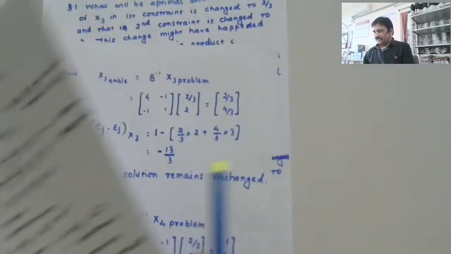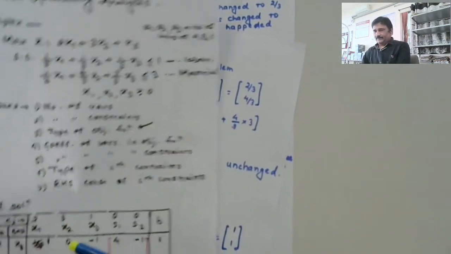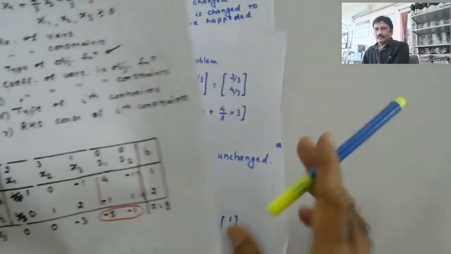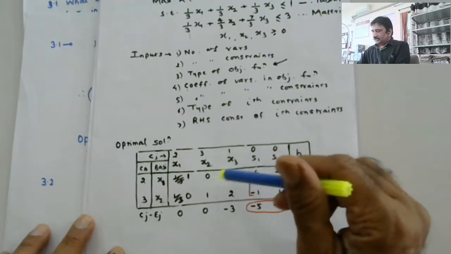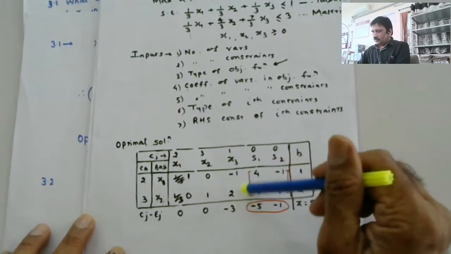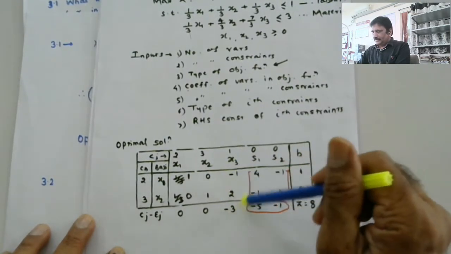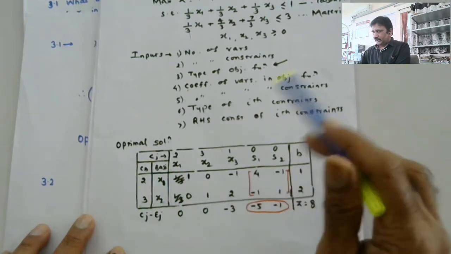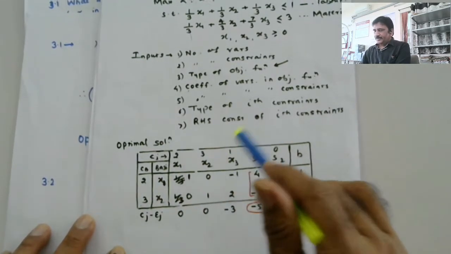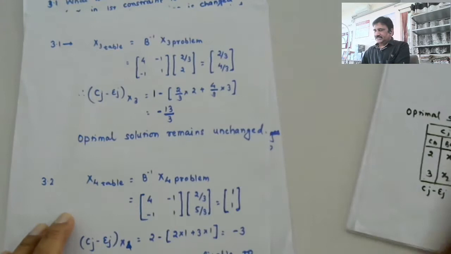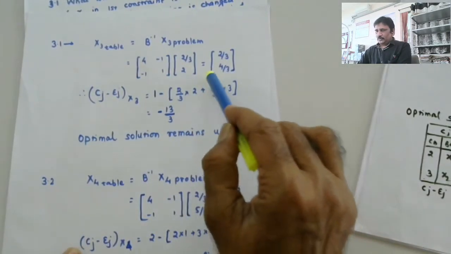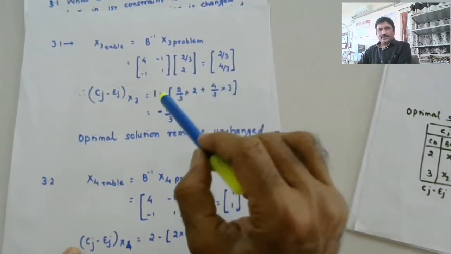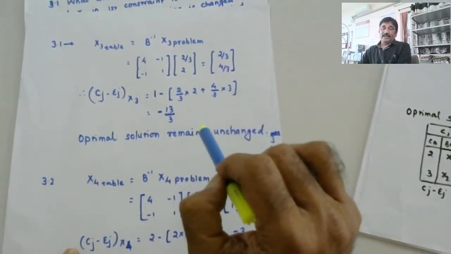You simply assume that here in this table which we had in our original problem, this column is 2 by 3, 4 by 3, and you will be multiplying it by 2 and 3, okay, and subtracting it from 1. That is Cj minus Ej for x3. So 1 minus 2 by 3 into 2 plus 4 by 3 into 3 gets you minus 13 by 3.